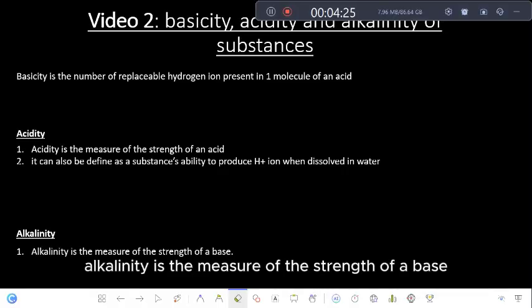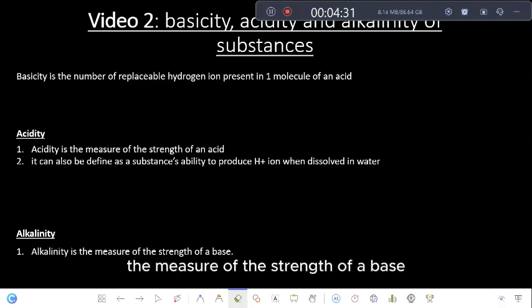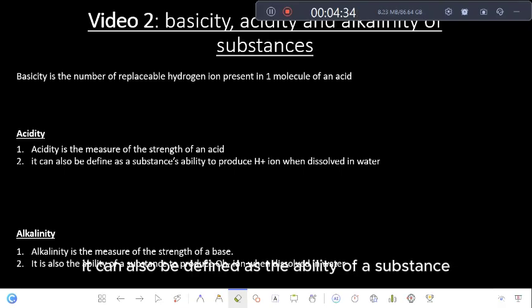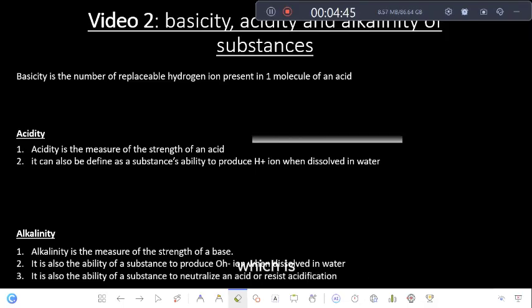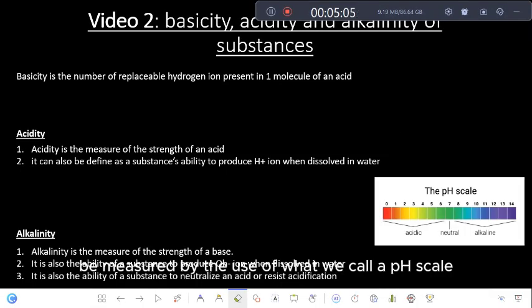Alkalinity. Alkalinity is the measure of the strength of a base. It can also be defined as the ability of a substance to produce hydroxide ions when dissolved in water. We have a third definition of alkalinity, which is the ability of a substance to neutralize an acid or resist acidification. Both acidity and alkalinity can be measured by the use of what we call a pH scale.